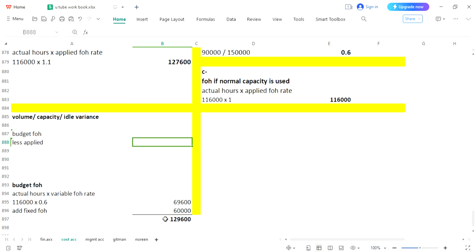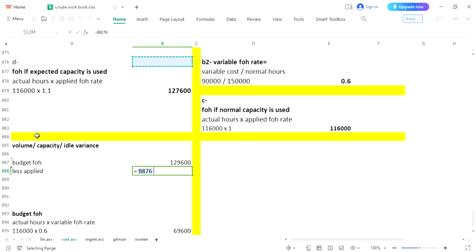Now we can calculate the budget volume variance. First we need to have the budget FOH, which you have calculated over here. Total budget FOH was 129,600, put over here, and applied FOH was calculated at the upper side here.